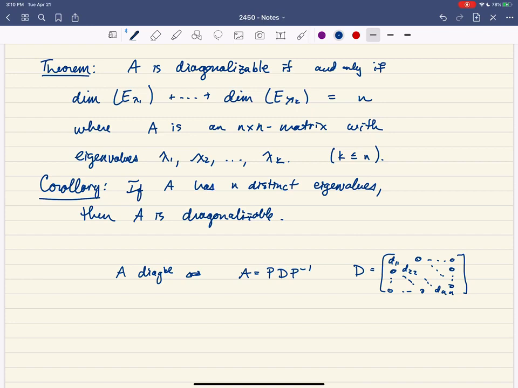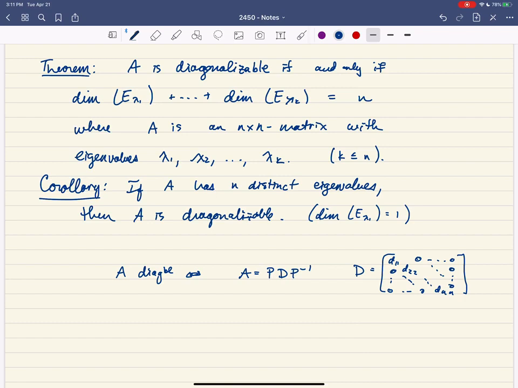So if A is similar to a diagonal matrix, it's diagonalizable, and we have a nice, neat theorem that tells us when a matrix is diagonalizable. We also have a nice corollary to that theorem that says that if A is an n by n matrix and A has n distinct eigenvalues, then A is diagonalizable. The reason why this works is that the dimension of the eigenspaces has to be 1.